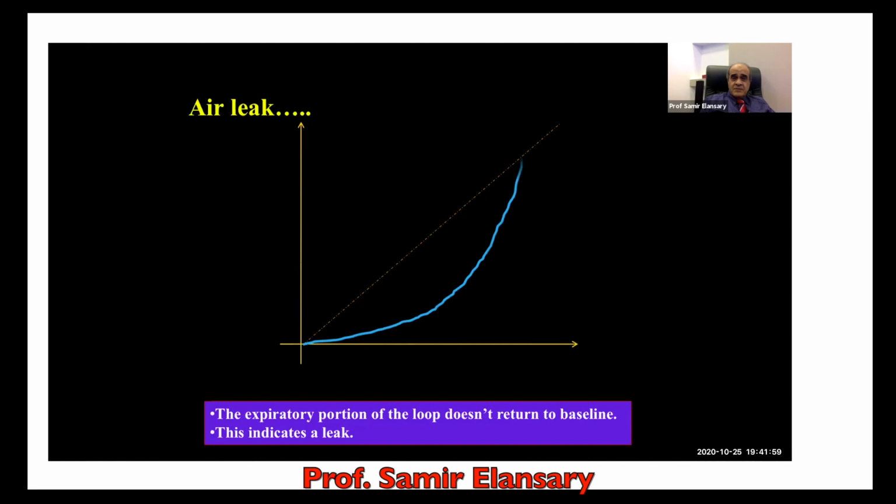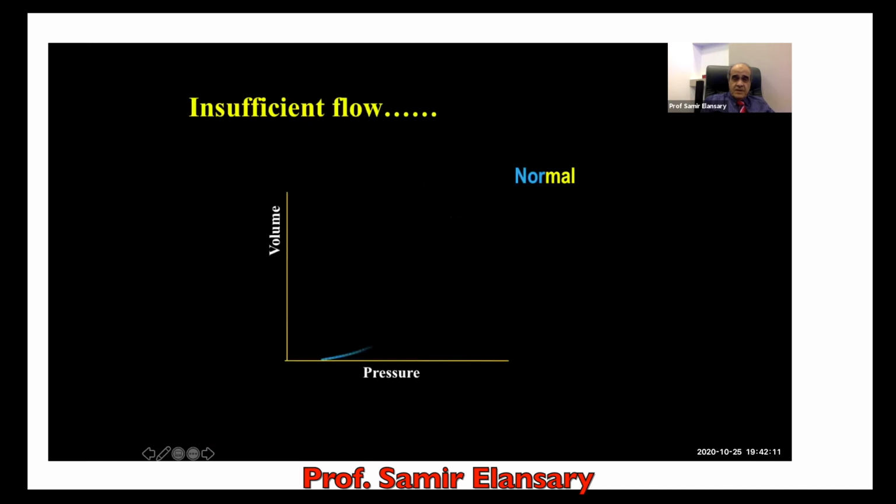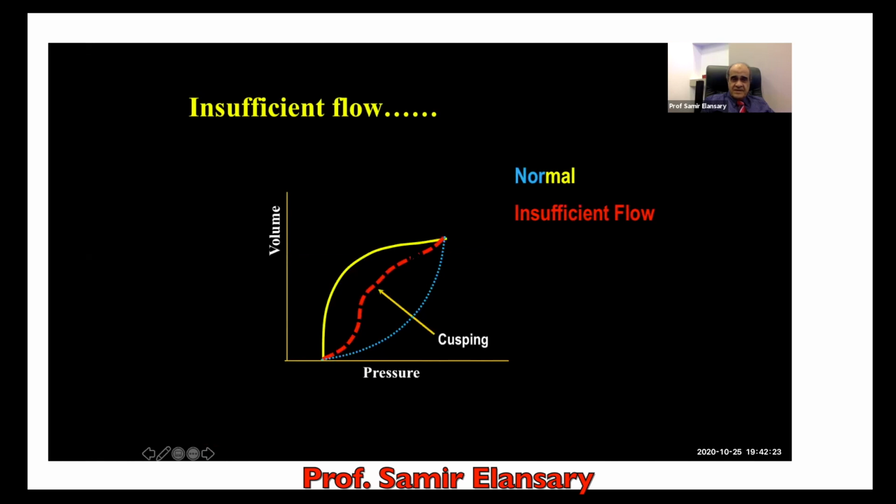We can diagnose some problems through our loop evaluation. As we see, there is an air leak here, the expiration is not going to the zero point, and so this patient is suffering from air leak. This is a normal one, inspiration, expiration. But after that, this patient is suffering from insufficient flow. If you see the curve is cusping like this, it is insufficient flow. So you should increase the airflow or shift from volume control to pressure control.